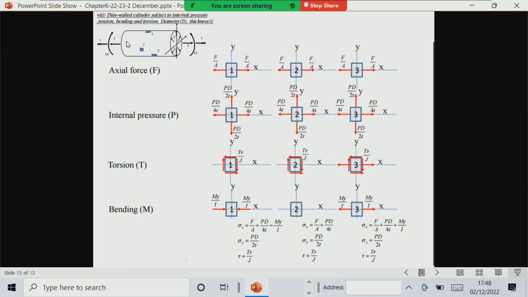I don't think I've prepared anything else for you today. Right, so if we've got these three stress components, we just use the three constitutive equations to find the strain values.